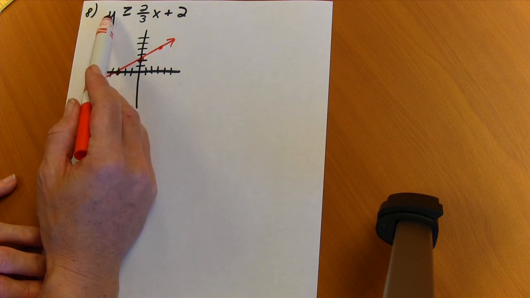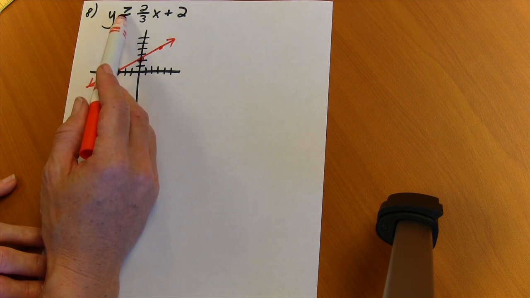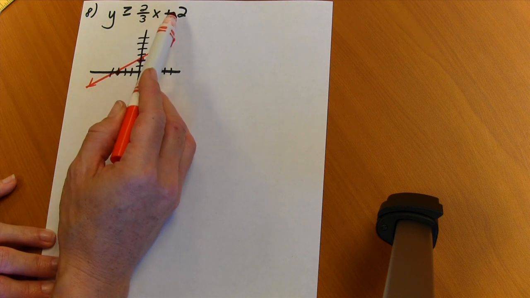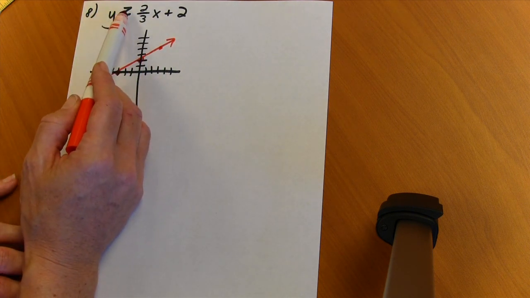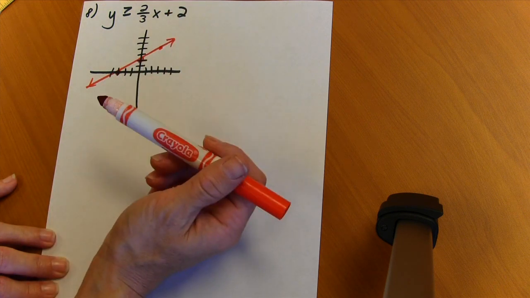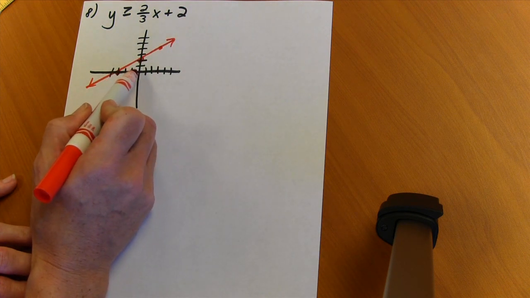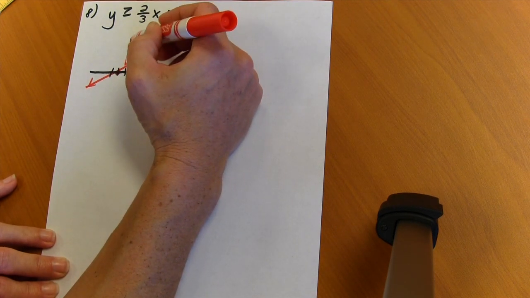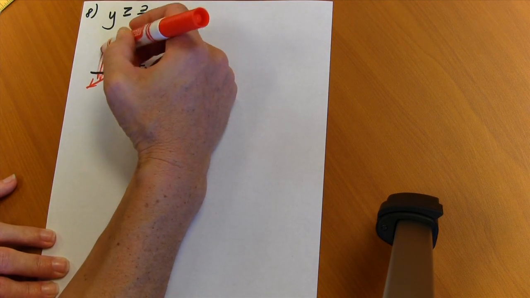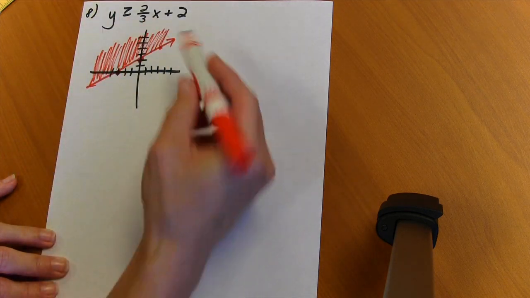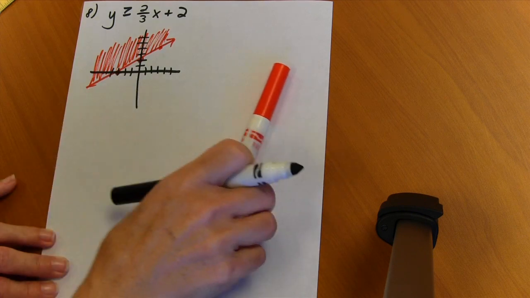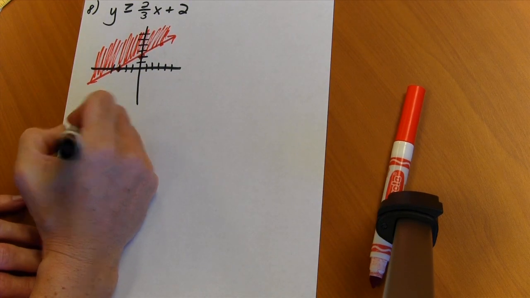So that would give me 0 greater than or equal to 2/3 times 0, which is 0, plus 2. Is 0 greater than 2? No. Since that's false, I would not shade where 0, 0 is. Instead, I would shade away from it, which satisfies the greater than being shaded above. Number 9, solve the system by graphing.